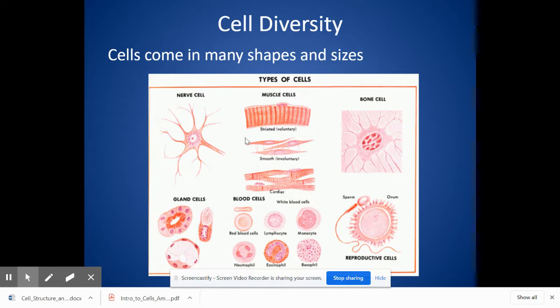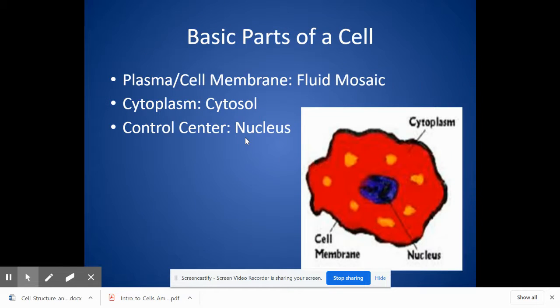Cells come in many shapes and sizes, and their shape or structure determines their function, or what they do. Remember, structure in biology is directly tied to function. So here are the basic parts of a cell. Every cell has a cell membrane, sometimes called a plasma membrane. And we call the model a fluid mosaic model, which we will talk about later. The cytoplasm is the inside of the cell. It does not include the nucleus. You'll sometimes hear the cytoplasm referred to as the cytosol. It's basically the same thing. And then the control center is the nucleus.